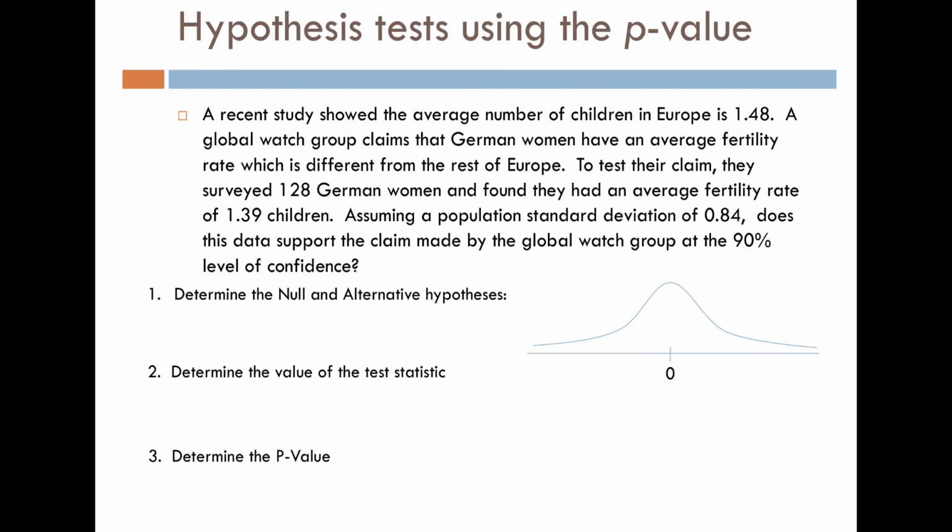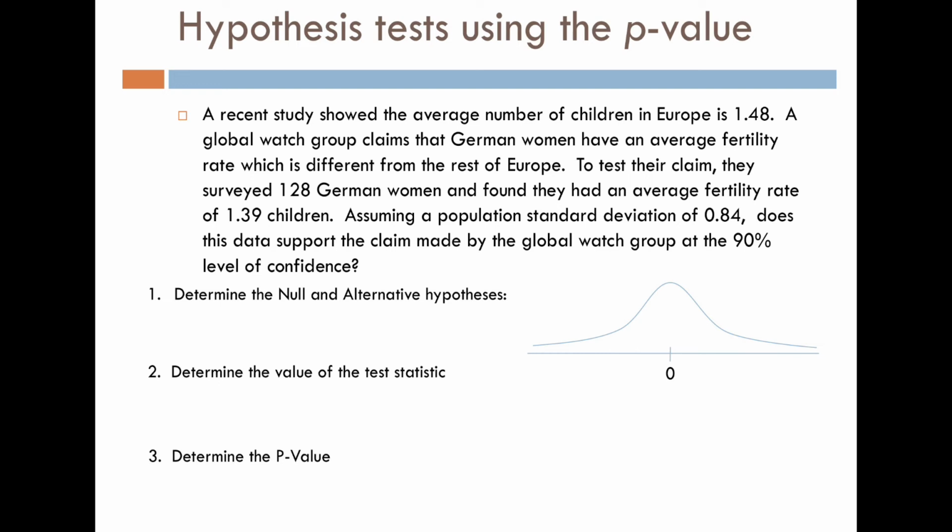Let's look at one final example here. A recent study showed the average number of children in Europe is 1.48. A global watch group claims that German women have an average fertility rate which is different from the rest of Europe. To test their claim, they surveyed 128 German women and found they had an average fertility rate of 1.39 children. Assuming a population standard deviation of 0.84, does this data support the claim made by the Global Watch Group at a 90% level of confidence?